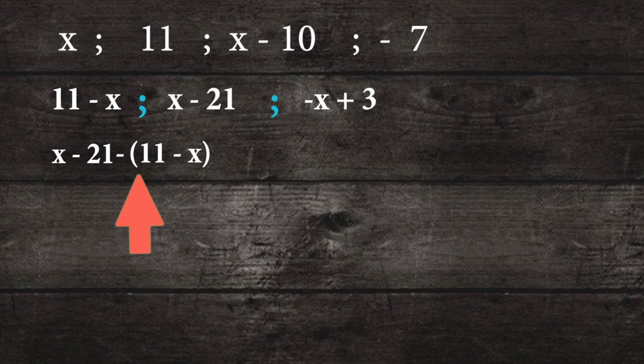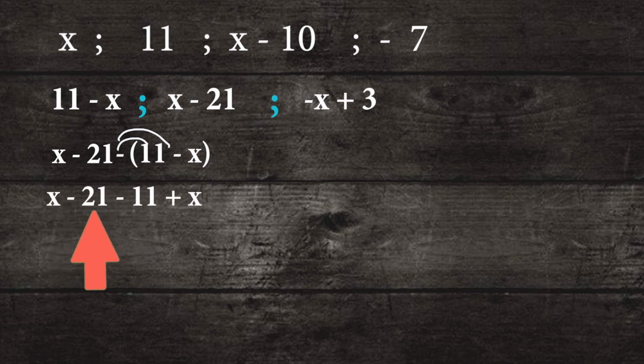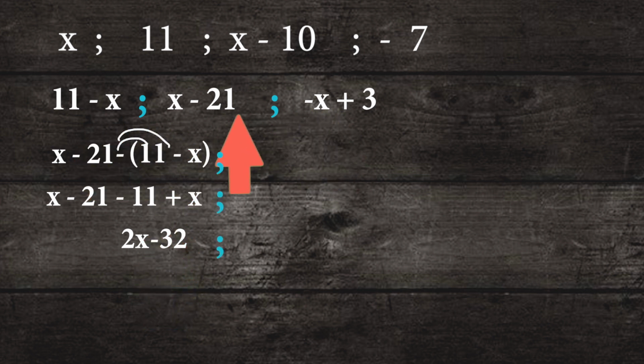So here we again do the distributive law. The minus gets multiplied in, and we end up with x minus 21 minus 11 and plus x. And then x plus x gives us 2x. And minus 21 minus 11 is a minus 32. Now that's how far we can go with these two terms. Now let's do it for these two.